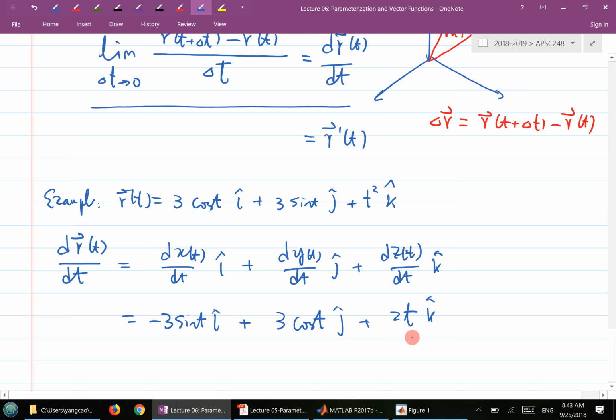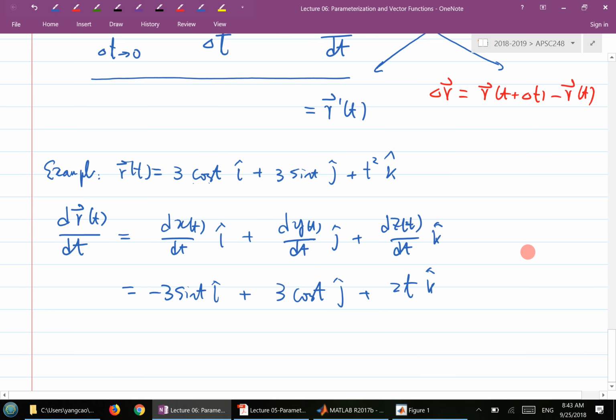Now, second of all, I still want to not just cover the derivative concept, but also relate it to a physical concept. So if r of t here represents a position, in the scalar sense, if a scalar function represents displacement, then when you take a derivative, what do you get?